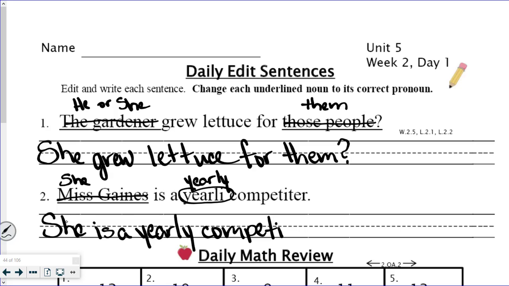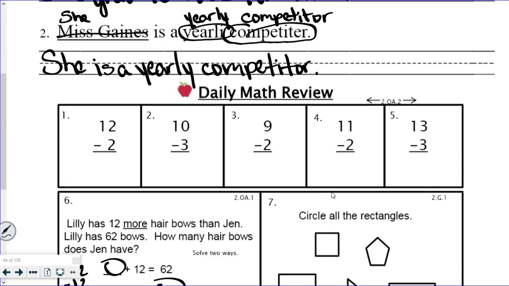So as I was writing this on the line, I actually found a mistake. Competitor has ER on the end, and it actually should be OR. So it's C-O-M-P-E-T-I-T-O-R. Competitor. I-T-O-R. Period. She is a yearly competitor. Go down to our daily math review.